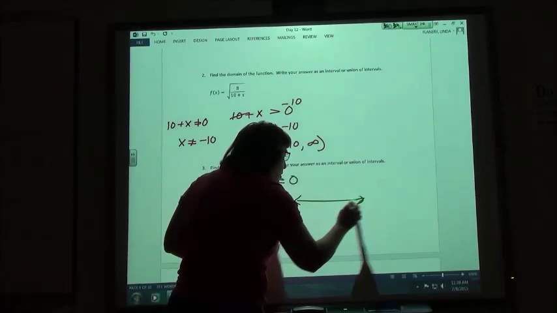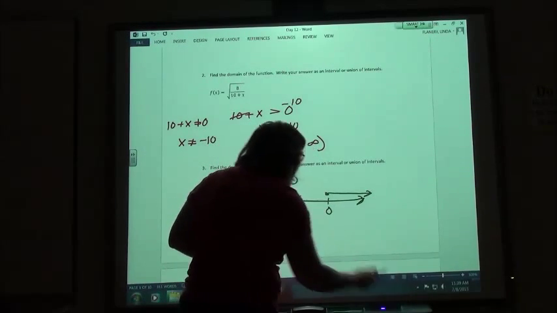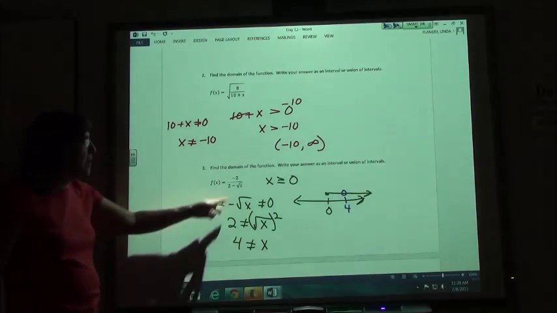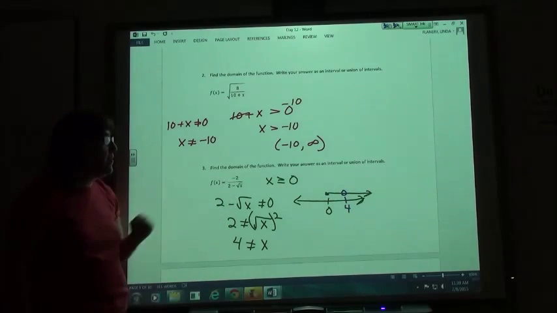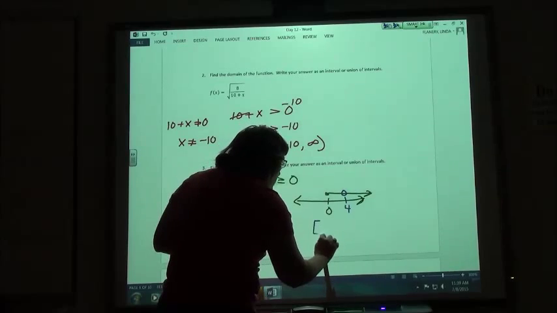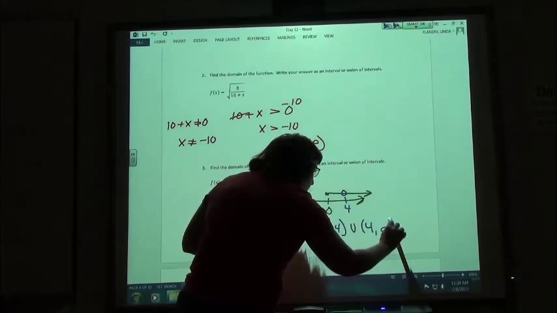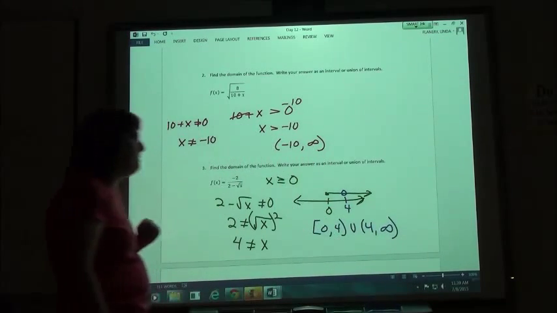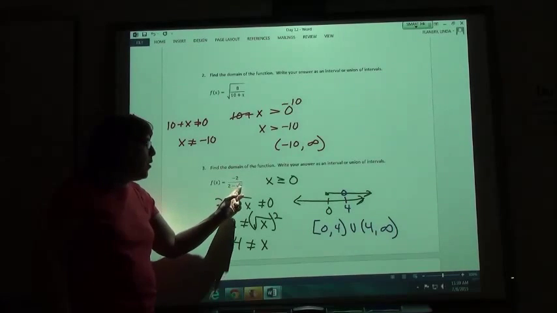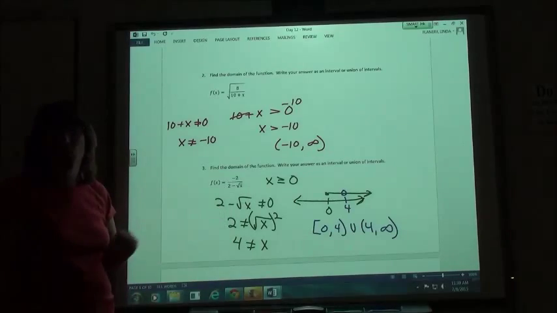Again, if I do my number line, however, at 4, I can't have the 4 under there because then I would have a 0 on the bottom of my fraction. And so my interval is going to go from 0 to 4, and then 4 to infinity. So I have to watch for both things, both the square root and the fraction, and see where I have values that are going to be undefined.